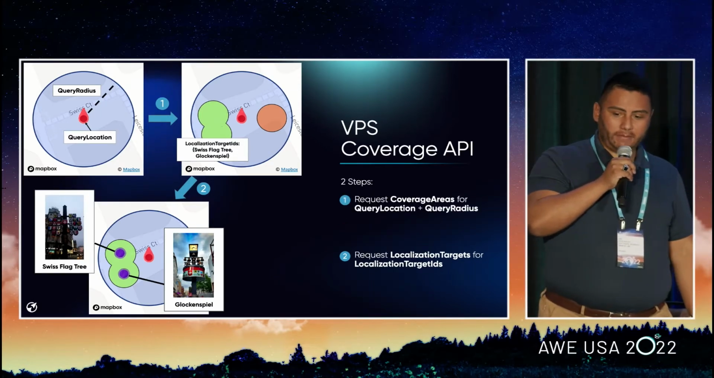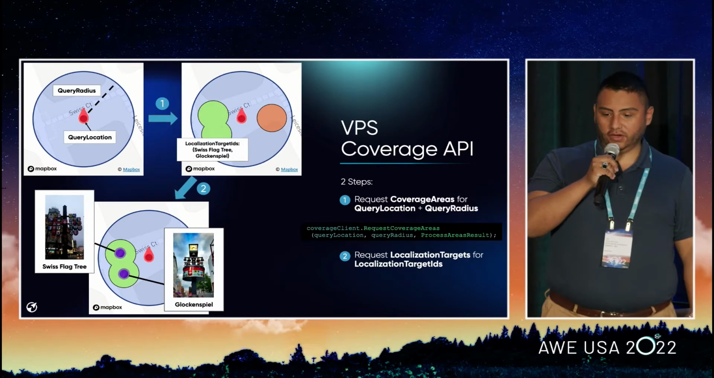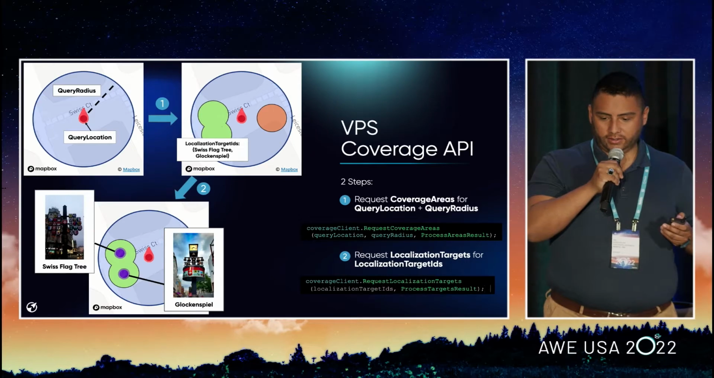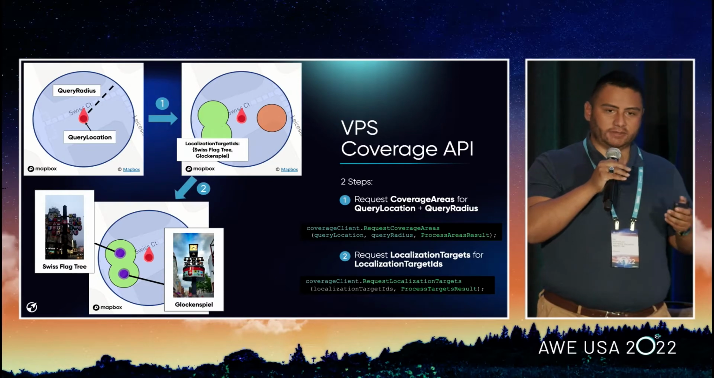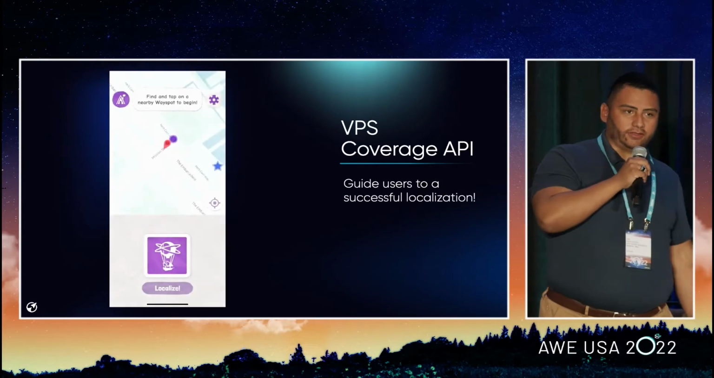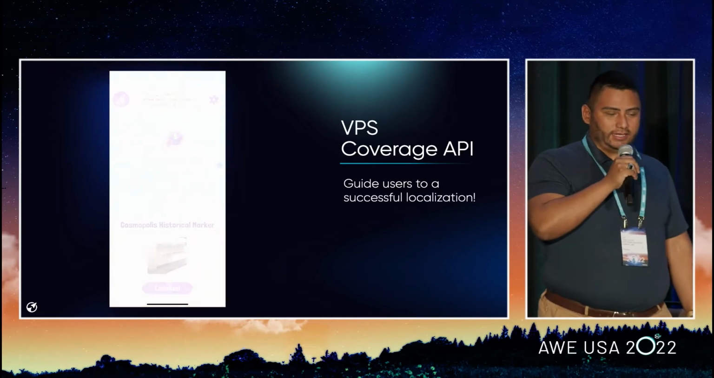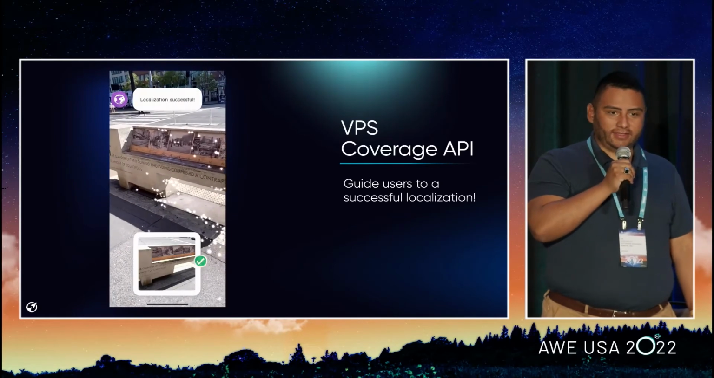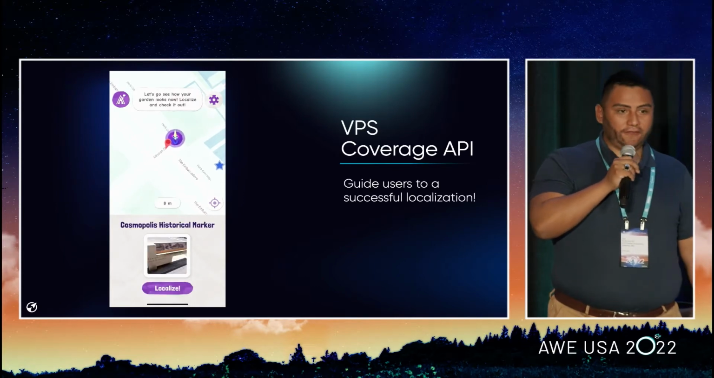These two steps can be mapped back into our Lightship ARDK calls. The first one, request coverage areas, takes the inputs that I described before. And the second one, request localization targets, lets you get more information about each specific target to guide your users to a successful experience. Tying this together, the VPS Coverage API guides users to a successful localization. It's important to use this API well, so we can provide users with a seamless experience that guides them to an immersive AR experience. So this is the first piece of the puzzle.